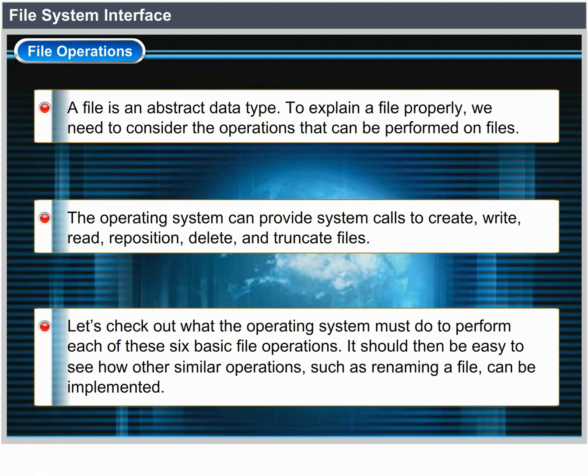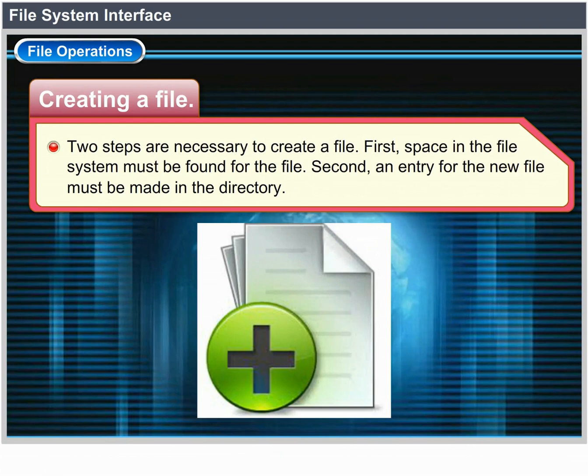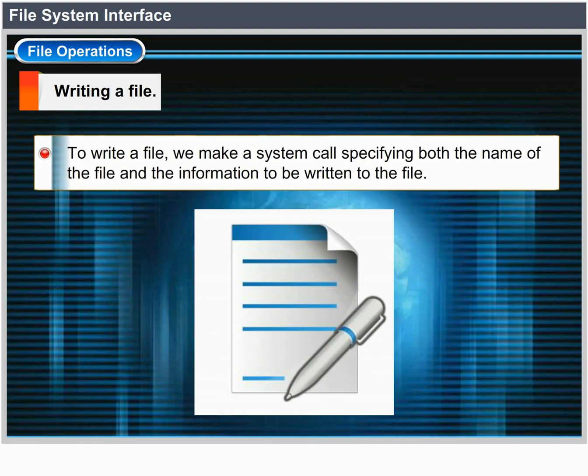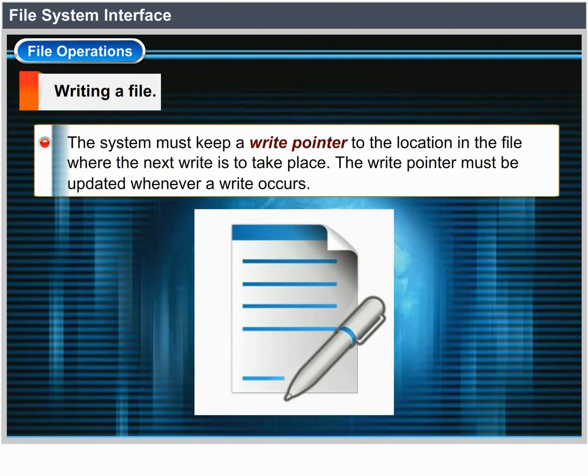Creating a file. 2 steps are necessary to create a file. First, space in the file system must be found for the file. Second, an entry for the new file must be made in the directory. Writing a file. To write a file, we make a system call specifying both the name of the file and the information to be written to the file. Given the name of the file, the system searches the directory to find the file's location. The system must keep a write pointer to the location in the file where the next write is to take place. The write pointer must be updated whenever a write occurs.